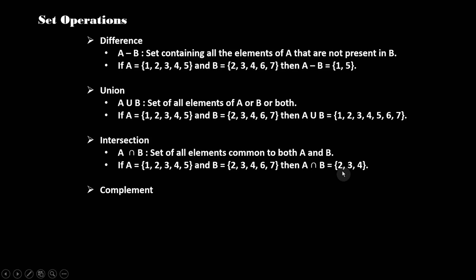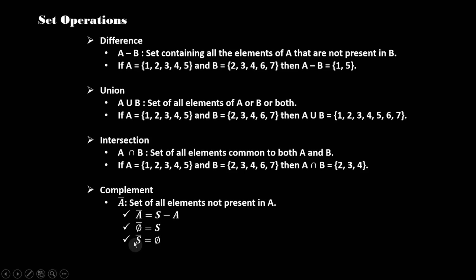And the next one is complement. Then A complement can be denoted like this, which gives the set of all the elements not present in set A. Then we can denote the complement of A as universal set minus A. Now the elements present in the universal set S but not present in A give us the set of elements in A complement. Complement of a null set gives us the universal set. Complement of the universal set gives us the null set. Both are obvious.